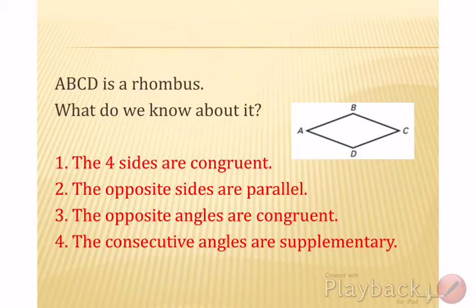Opposite sides are parallel. Opposite angles are congruent. Consecutive angles are supplementary. And opposite angles are congruent. Now what does that supplementary mean? It means the two angles add up to 180 degrees.